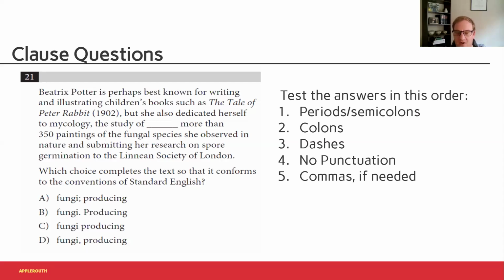So she also dedicated herself to mycology, this is choice D, the study of fungi, producing more than 350 paintings. That is a new idea. It requires a pause. It just can't be a period or semicolon, but it also can't be C. So D, as in dog, would definitely be our answer for 21. And this order and going to the answer choices first is absolutely the way to go on grammar. You don't want to find yourself reading the passage and then thinking, oh, wait, what am I even looking for?